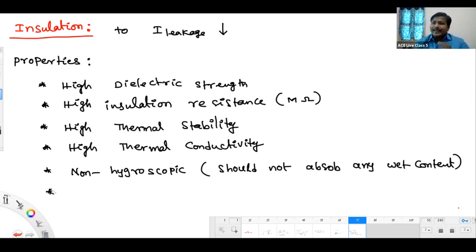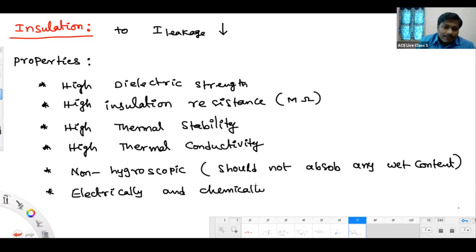This means it should be electrically and chemically inactive. Etc. So these are the various properties required for that insulation. Mechanical properties and all, it's okay. It should attach in a proper way, like that we can see.